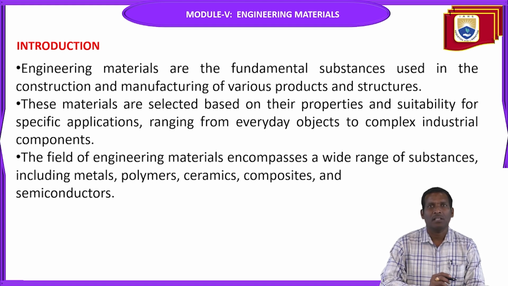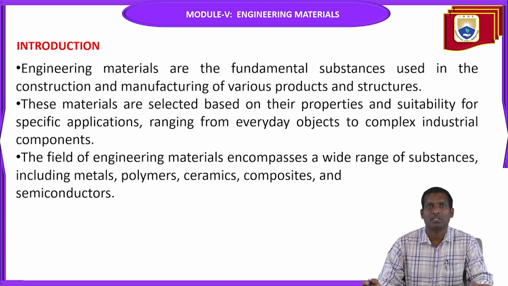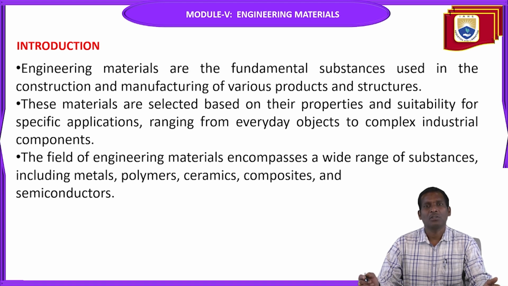In this introduction, engineering materials are the fundamental substances used in the construction and manufacturing of various products and structures. These materials are selected based on their properties and suitability for specific applications, ranging from everyday objects to complex industrial components. The selection of material is very important. The field of engineering materials encompasses a wide range of substances including metals, polymers, ceramics, composites, and semiconductors.